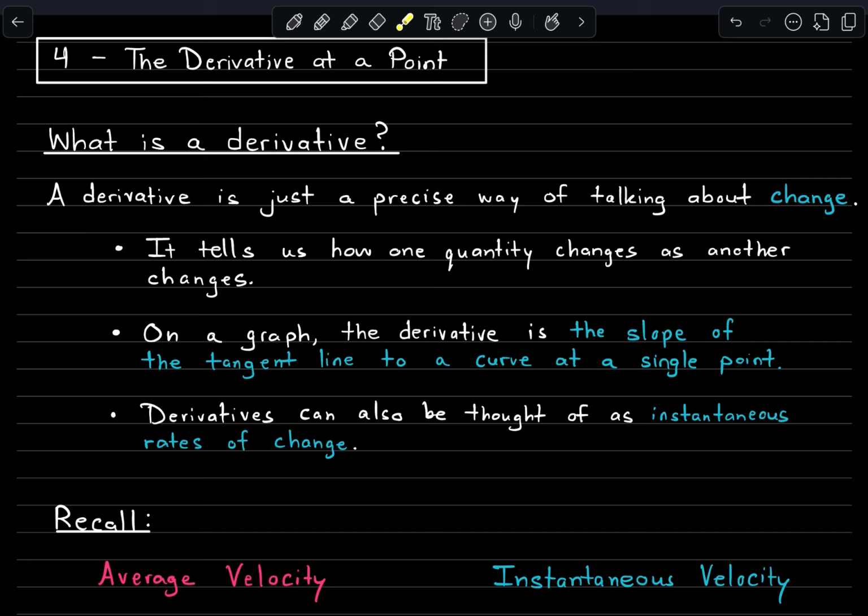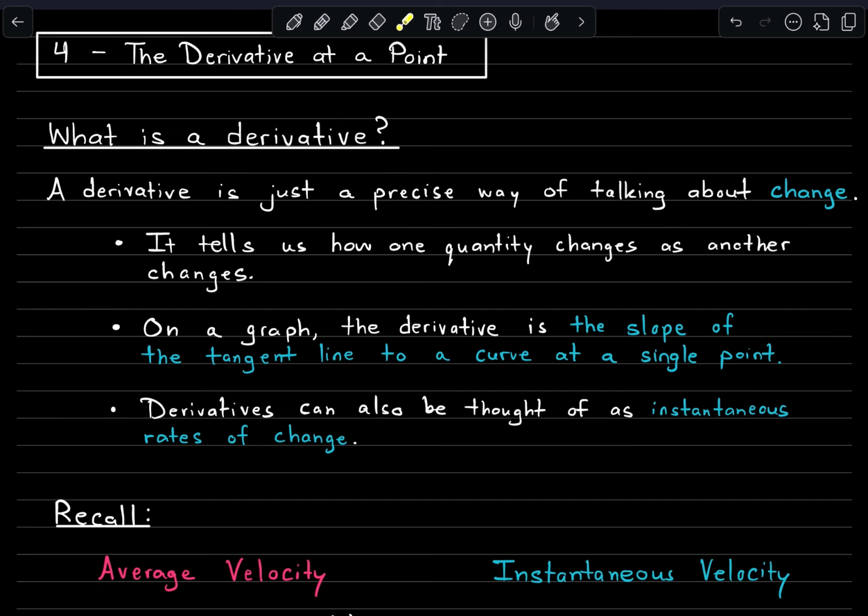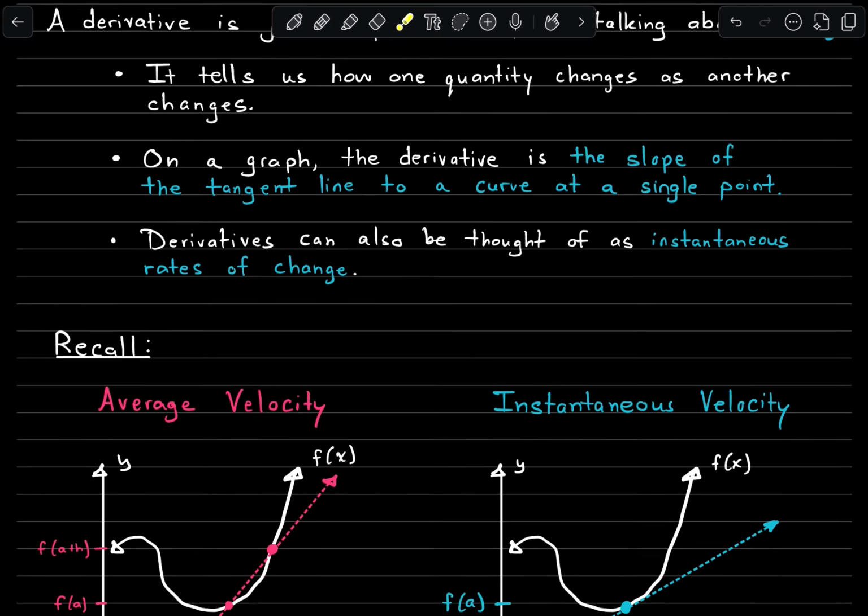On a graph, the derivative is going to be the slope of the tangent line to a curve at a single point. Derivatives can also be thought of as instantaneous rates of change. So recall, we talked about average velocity and instantaneous velocity.